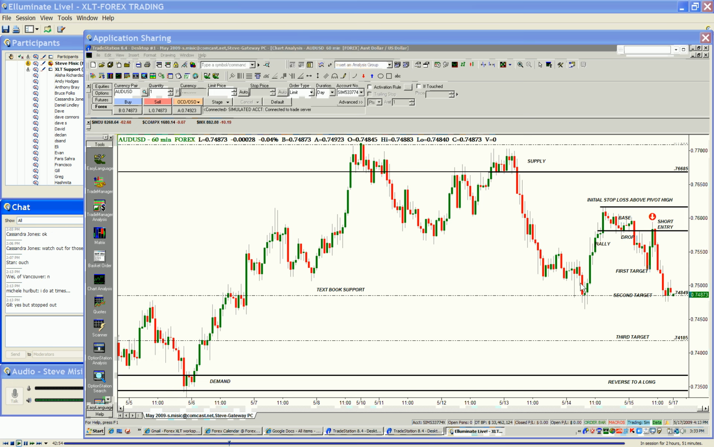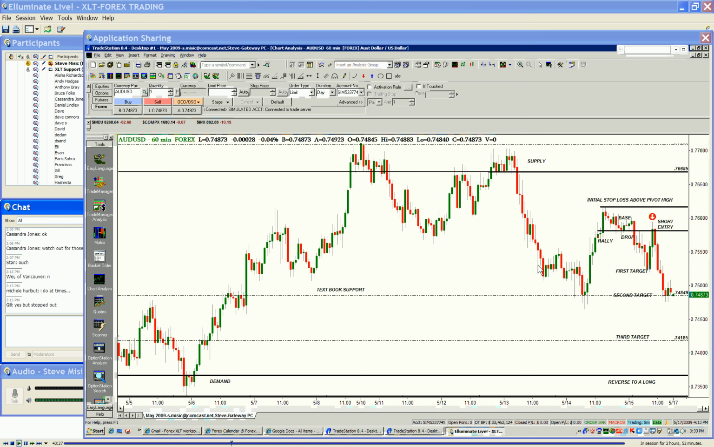And again, I was doing the MIT room last week and talking about the strategy here, which is, if you see a rally-based drop form and you want to take a short first time in there, here's your entry point with your stop above the pivot highs. Your first target is where you ran out of gas when prices dropped before the rally. Your second target is any kind of textbook support below current price. And then your third target, and reverse to a long down here at your demand level.